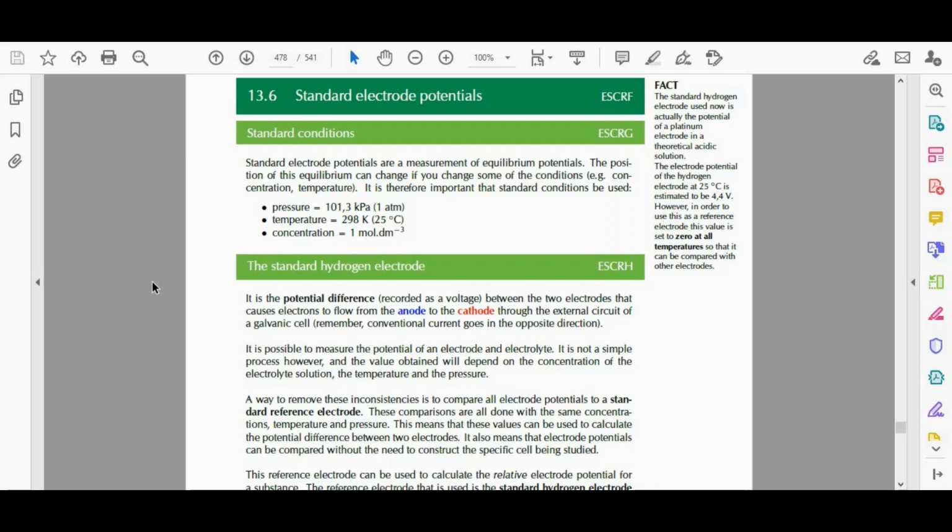There are three conditions for this type of equilibrium to be achieved: pressure, temperature, and concentration. The pressure needs to be at 101.3 kilopascals. The temperature must be at 298 Kelvin, which is basically 25 degrees Celsius, and the concentration must be at 1 mole per decimeter cubed, if you're going to test the standard electrode potentials.